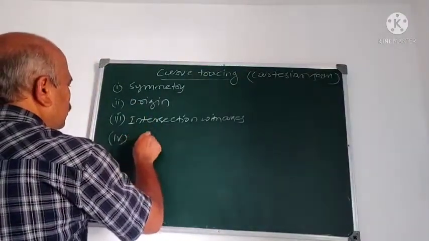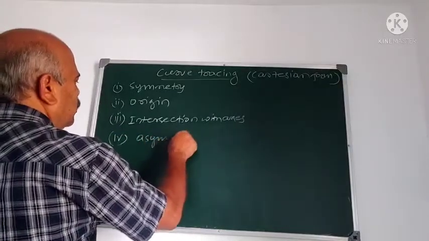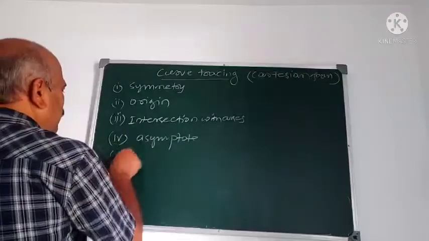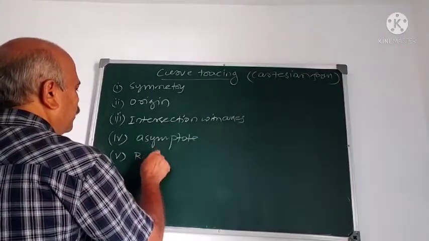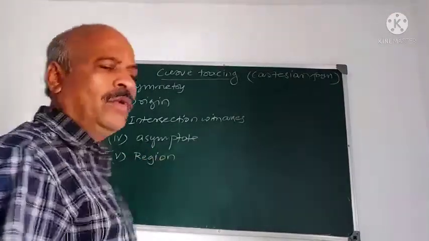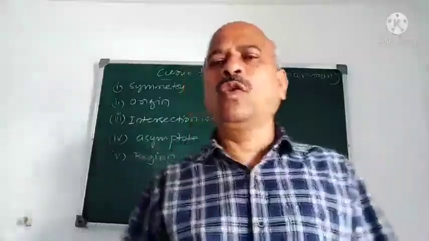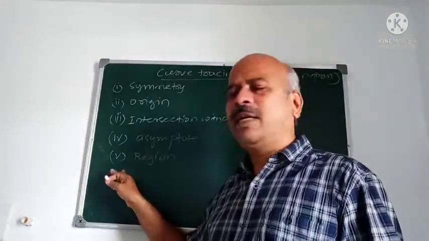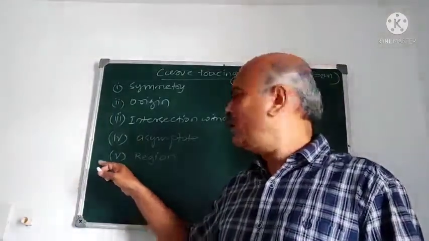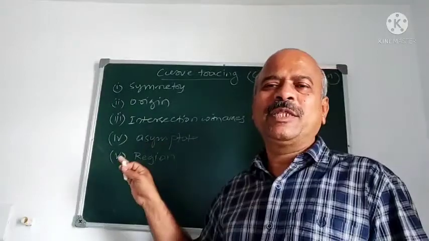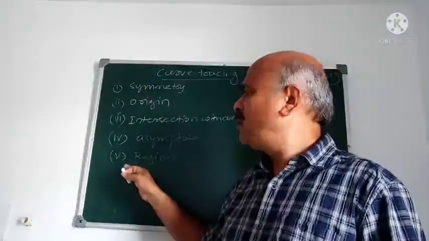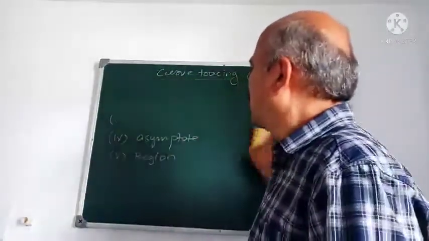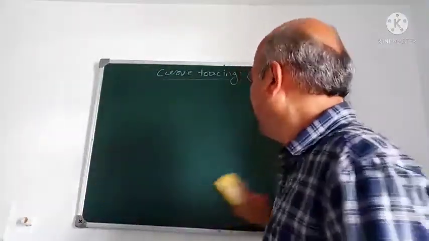Fourth one is asymptote. You have to find out asymptotes; we find out only asymptotes parallel to the coordinate axis. Fifth one is region, where the curve lies or does not lie. You have to find that out. And sometimes for the curve we find out the special points also. But usually from these 5 things you can trace the curve given in Cartesian form.